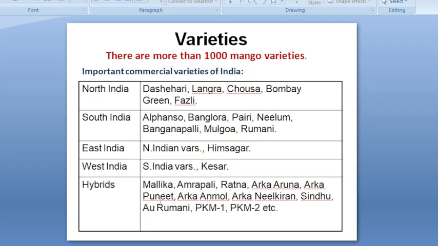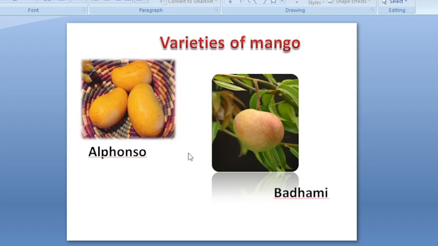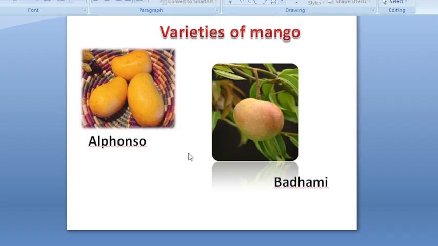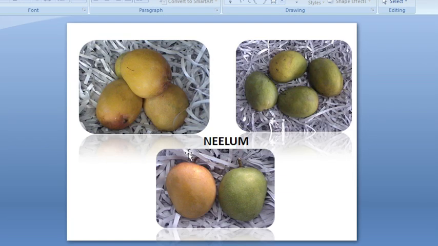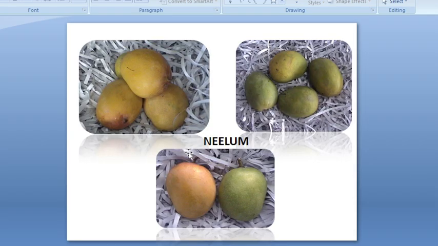And some hybrids have also been developed by major research institutions like IIHR and IARI, like Arka Aruna, Arka Puneet, Arka Anmol, Sindhu. These are some of the hybrids. So Sendura you can see here. These are the famous South Indian varieties. Alfonso, Badami. Rajpuri or Raspuri, Rajgiri, Kesar. These are some of the varieties you can see here.